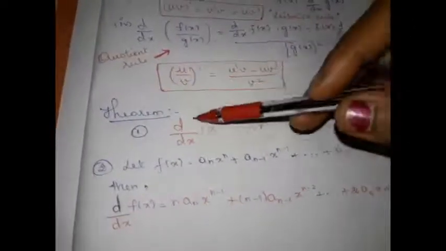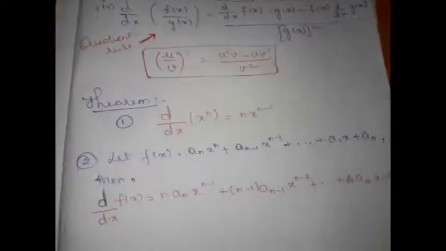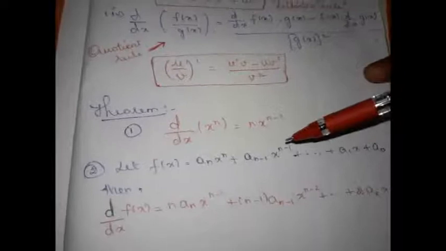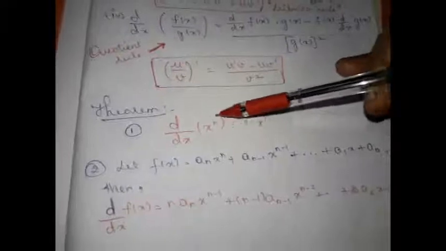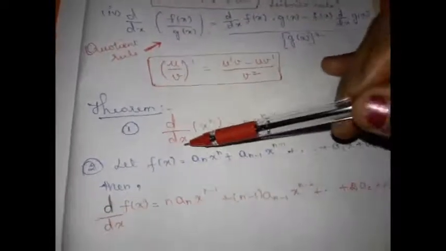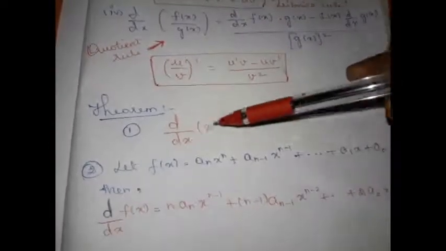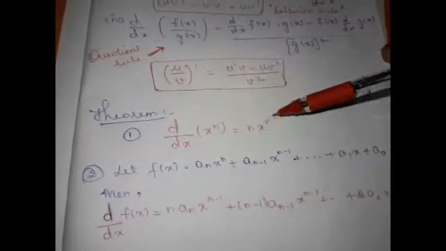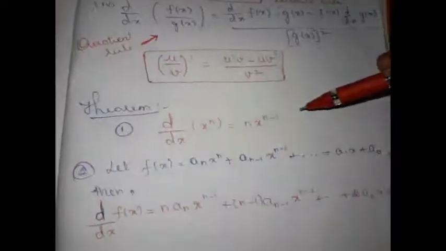Next, we are going to see two important theorems. The first one is d/dx of x^n is n times x^(n-1). As we have seen a few important results in the limits topic, you have to remember this also. This is like a formula, right? d/dx of x^n means we are differentiating the function x^n with respect to x, which is nothing but n times x^(n-1).